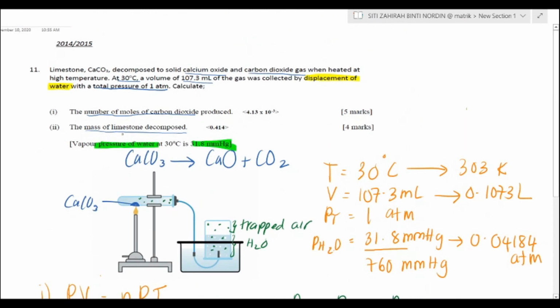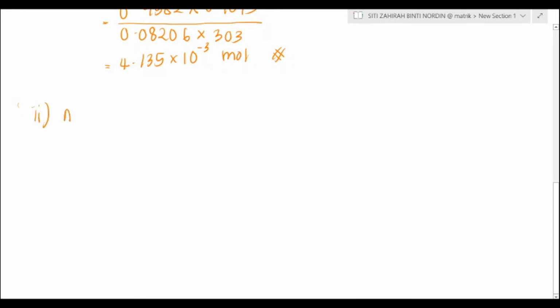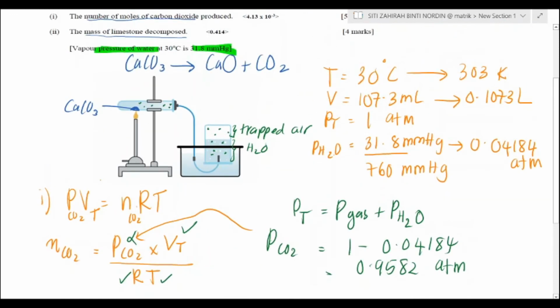Second question is to find the mass of limestone decomposed. So the second question is to find the mass of CaCO3. So we're going to use the formula mass equals mole times the molar mass. Do we have the mole of CaCO3 yet? No. Do we have the molar mass? Yes, we can calculate it. So we don't have any information on the calcium carbonate, but we've got the mole of CO2, which is 4.135 times 10 to the power of minus 3 mole.